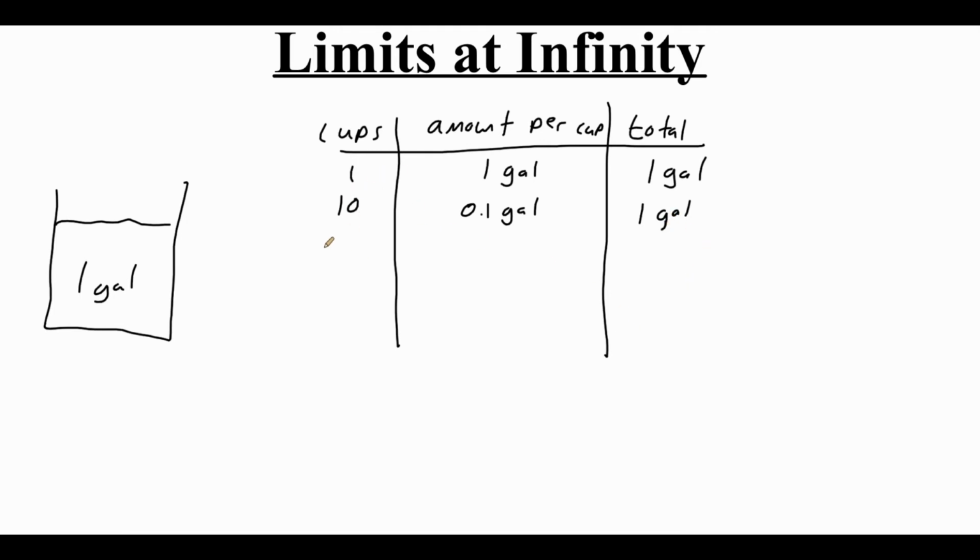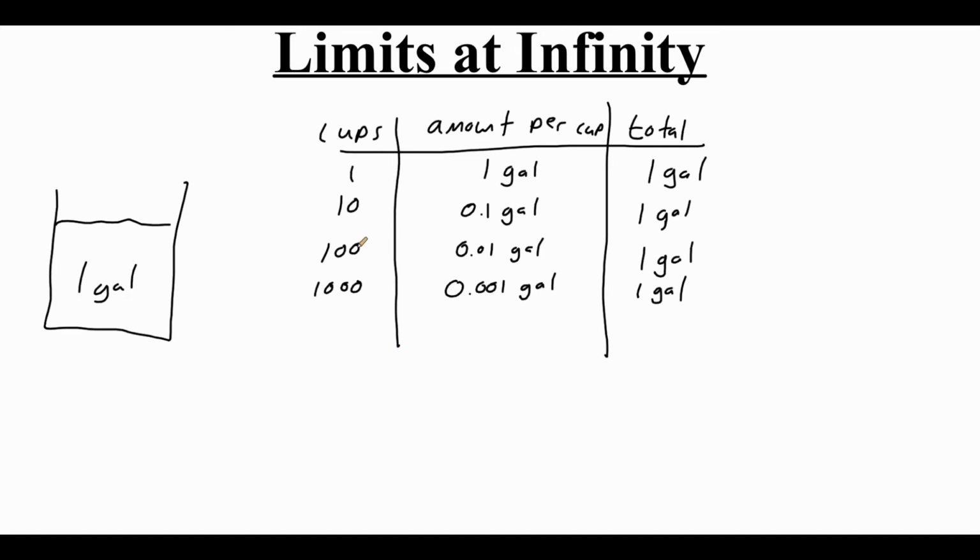Now let's up that number to 100 cups. If we take 1 gallon divided by 100 cups, then we're going to get 0.01 gallons per cup. And since we've got 0.01 gallons per cup and 100 cups, we're still going to have a total of 1 gallon of milk. If we up this to 1,000, then taking that 1 gallon divided by 1,000, it's going to be 0.001 gallons per cup, but we still have a total of 1 gallon.